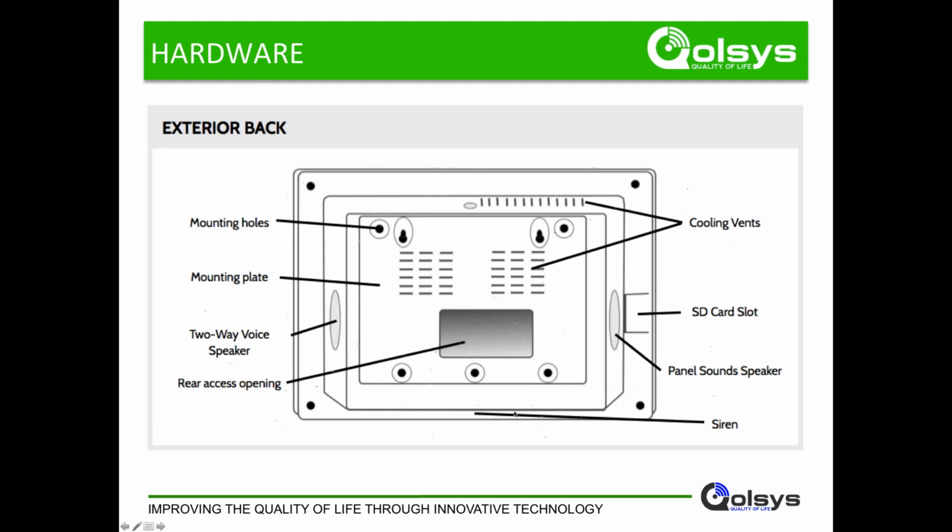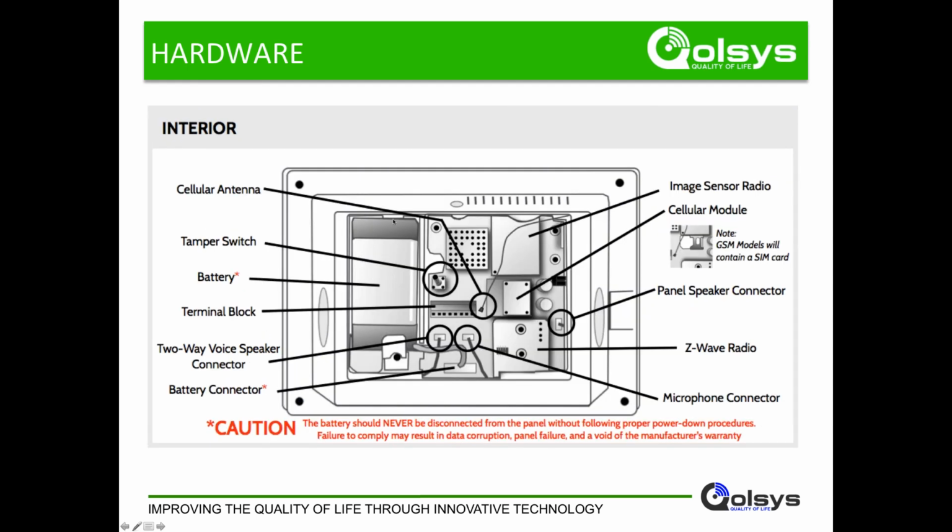If I open up the back here, I want to kind of show you what the inside looks like. And again, everything comes pre-configured this way. Everything's built in like a computer or a tablet out of the box. All you have to do is open up the back, plug in your battery, and make any wired connections if you have any. So this is the lithium-ion battery here on the left-hand side. Up here on the top right is the image sensor radio built in. In the middle is your cellular radio.